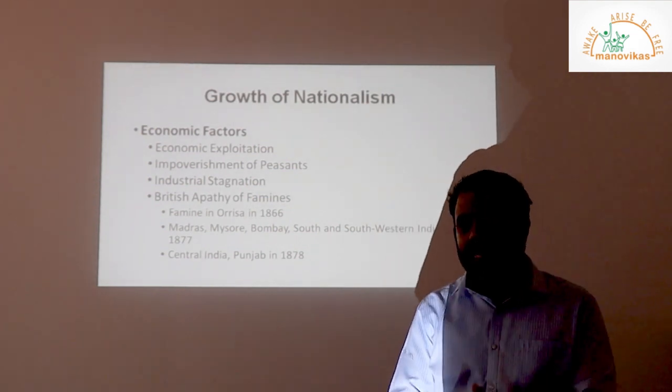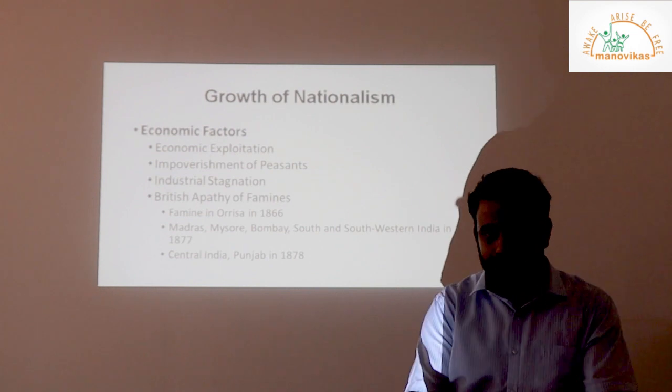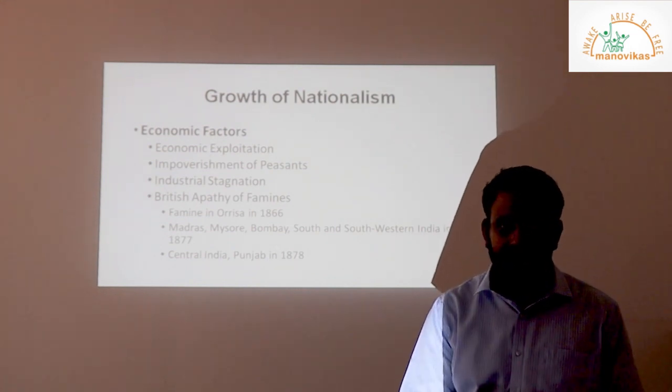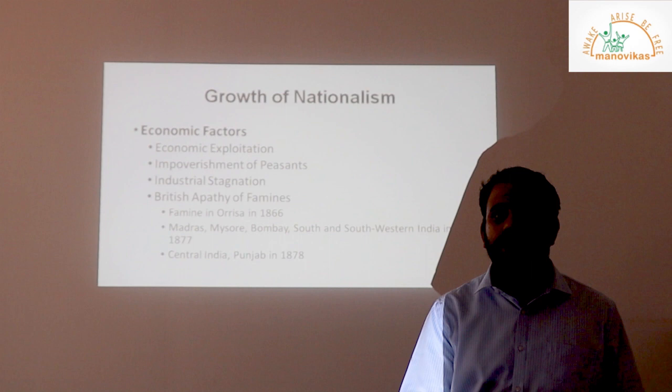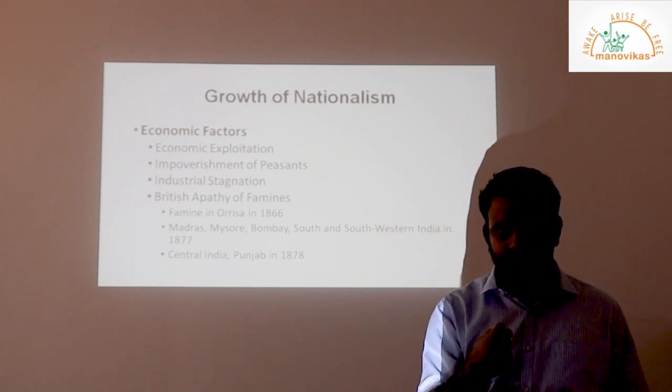When the British came to India, they did not come as liberators, they came as traders, and their main focus was to get as much money as possible from India.